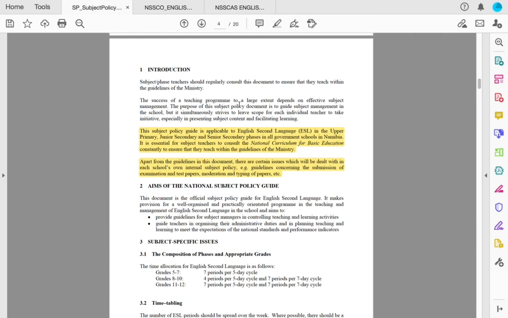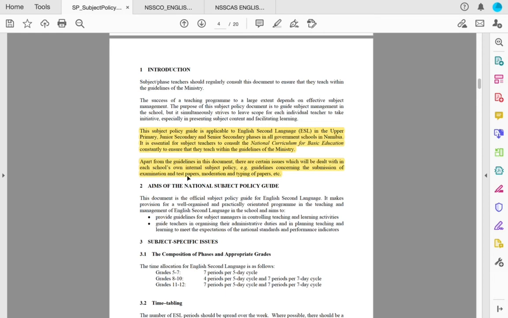And we should also keep in mind that this document does not have all the, let's say, internal guidelines, because internal guidelines are the ones that are created by the schools. So this one just has the general external ones, but each school will have its own internal subject policy as well regarding the submission of, let's say, papers, the typing of papers and moderation of papers, and test papers or examination papers, things like that.